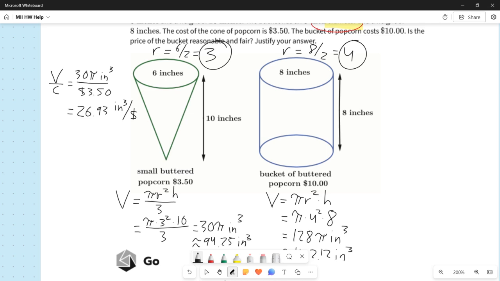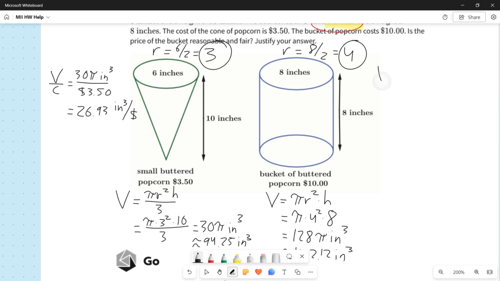Okay, so that's our baseline. The whole point of this question is to now do the same thing with the cylinder and compare that to my ratio for the cone. If I do the same thing with the cylinder, and if I get a number that is larger than 26.93, then the cost of the cylinder is reasonable and fair, and certainly justified. However, if I get a smaller number, it means that I'm getting less popcorn for the same amount of money per dollar. So let's go ahead and figure this out.